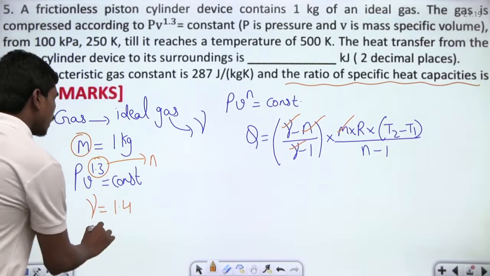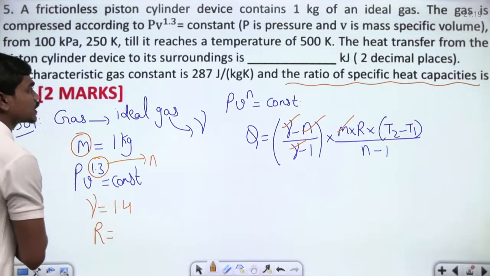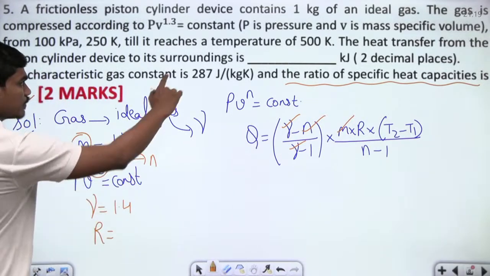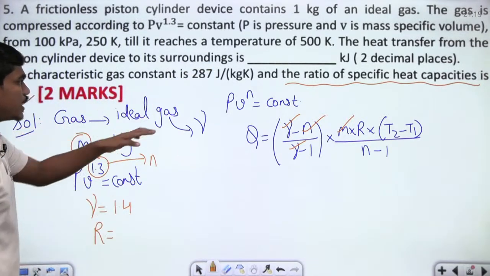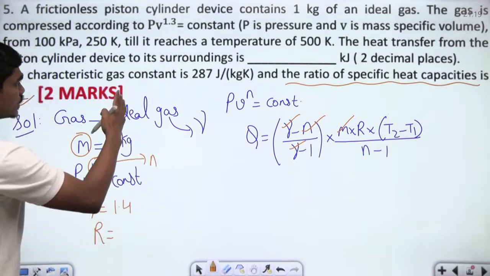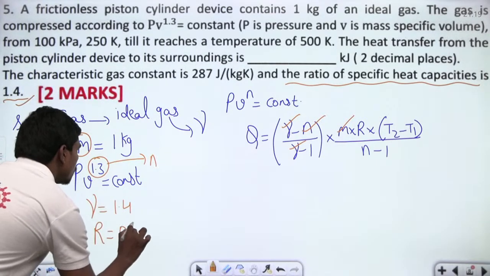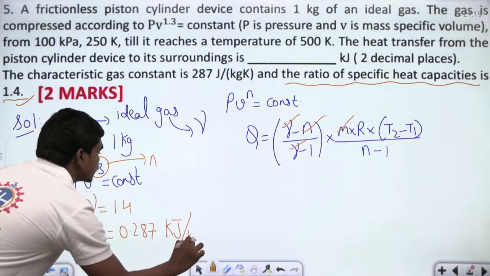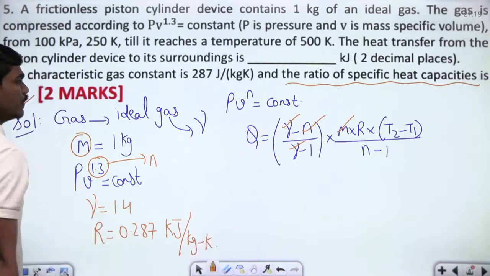Next, small or capital R, characteristic gas constant. This is equal to 287 joule per kg Kelvin. But finally they are asking in kilojoules. So let us write this, R in kilojoule per kg Kelvin. So 0.287 kilojoule per kg Kelvin. This is what we have. Next, so we got what is R.